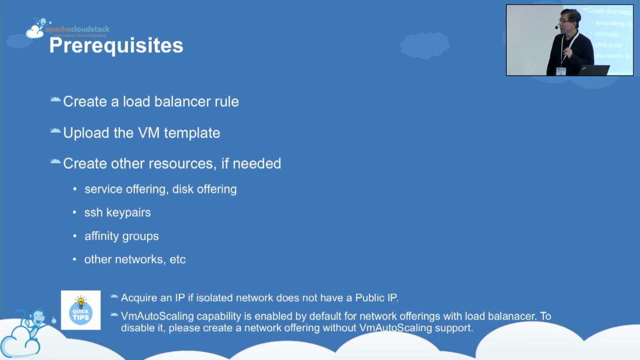The VM AutoScaling capability is enabled by default for all the existing network offerings with the load balancer. If you want to disable the feature for your users, your customers, you can create a new network offering, but do not check the VM AutoScaling support. It is supported on UI and API.